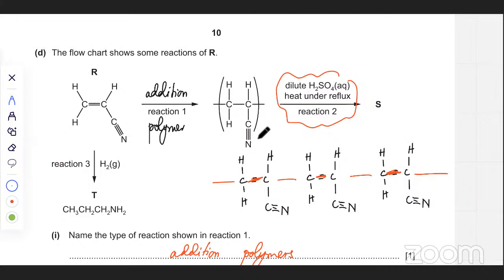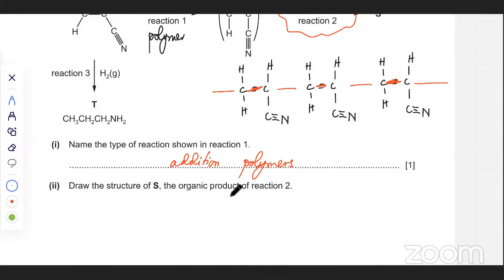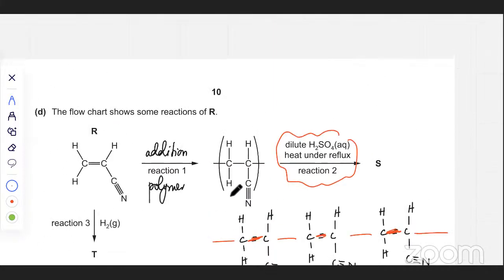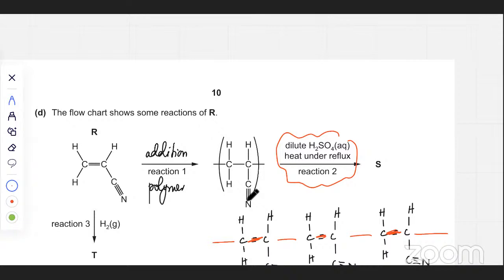Nitriles get hydrolyzed. I think they were only looking for the organic product, not the other thing that's forming. So you're going to get pretty much the same thing. It's going to be the same polymer, except that the CN would turn into a carboxylic acid. That's it. So it would remain a polymer except for this one.